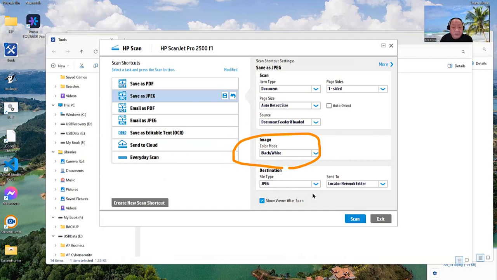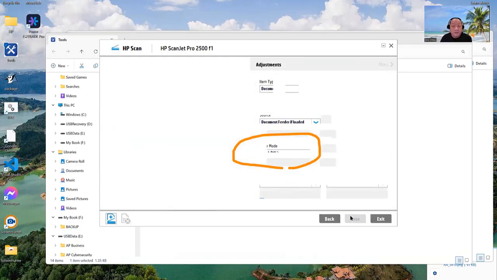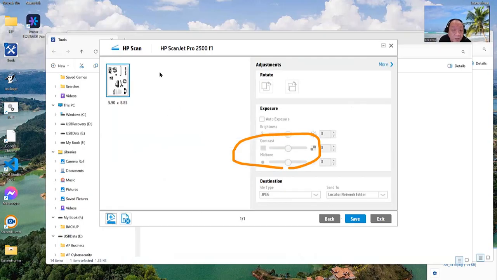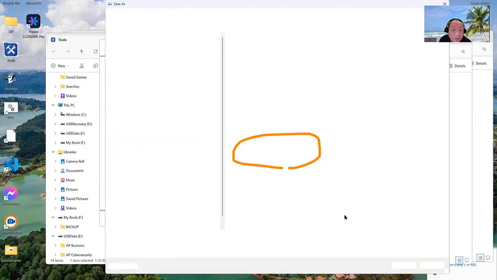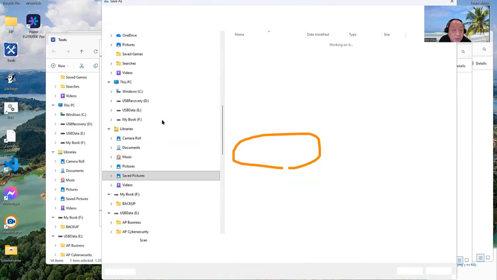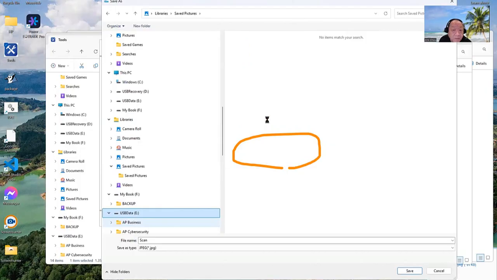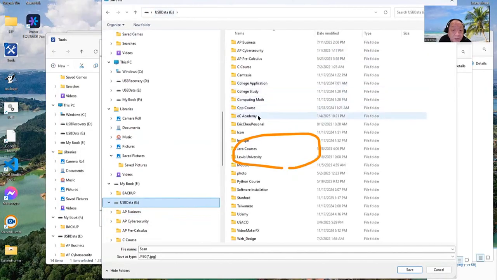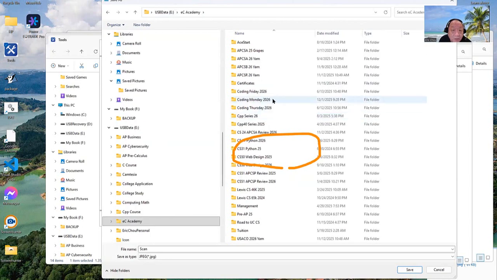Okay, I'm going to scan it. So let's scan. Okay, and I'm going to save it. So let me save it to E drive. Save it to the same location we have, okay?